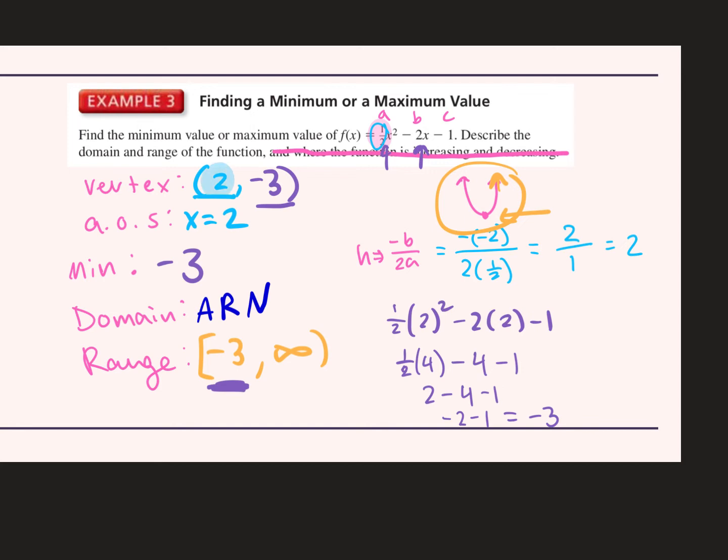So your h gets repeated in the vertex and the axis of symmetry. The k comes from the vertex. It gets repeated in the minimum and the range.